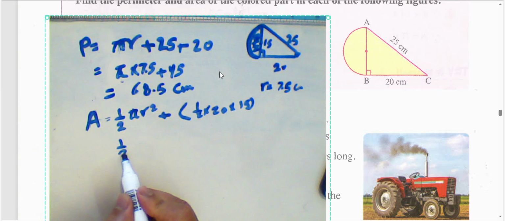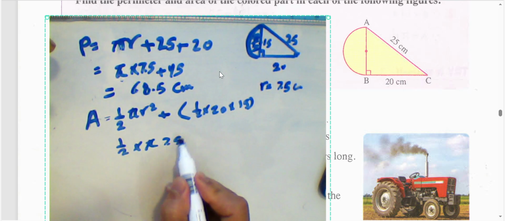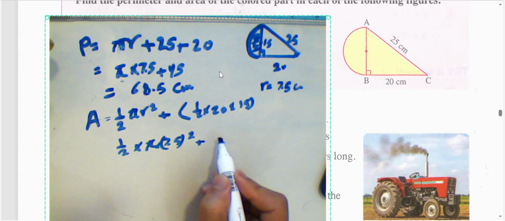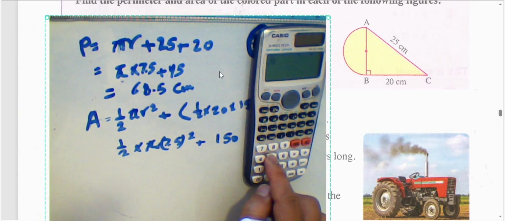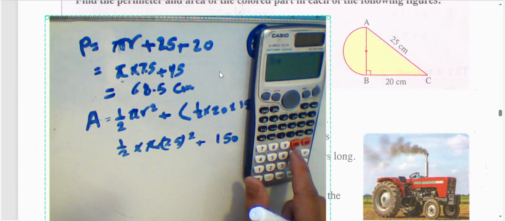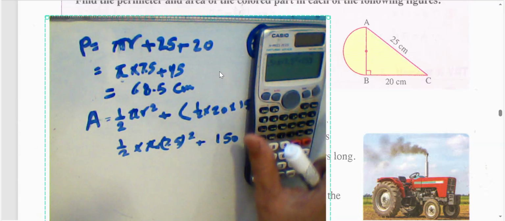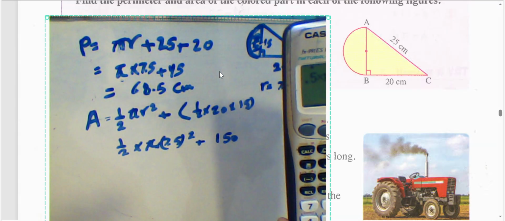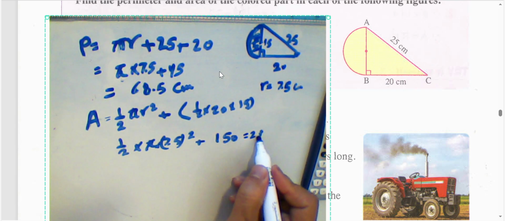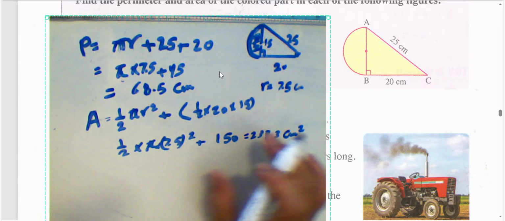Then we can write half times pi times radius 7.5 power 2 plus half of 20, 10 times 15, it will be 150. Then you can use calculator, write half times pi times 7.5 power 2 plus 150. The area of triangle 150. Then the answer will be 238.3 square centimeter. Okay, it's the area about this figure.